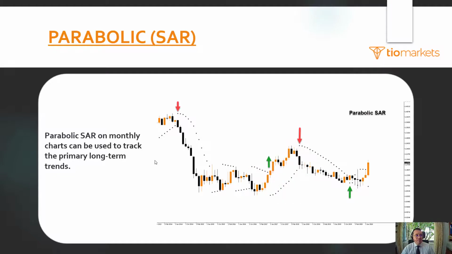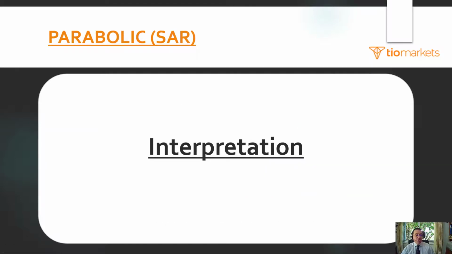But it's not recommended to trade on the monthly charts, but it's good to have an understanding of the monthly chart to see the bigger picture, so that when you're opening your positions in, say, smaller time frames, you're trading in the direction of the bigger picture. So let's look at a quick interpretation.